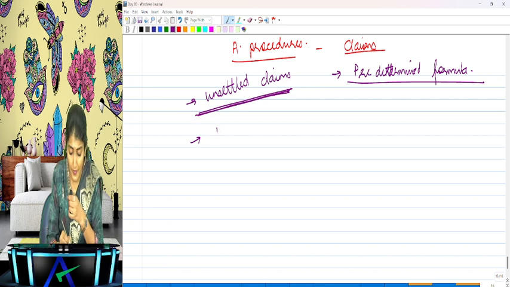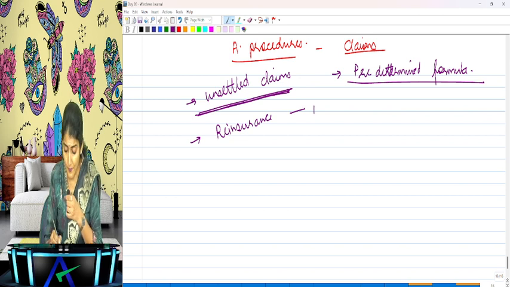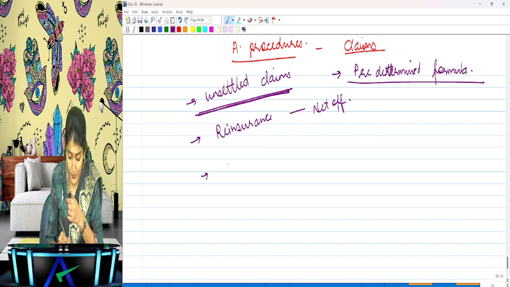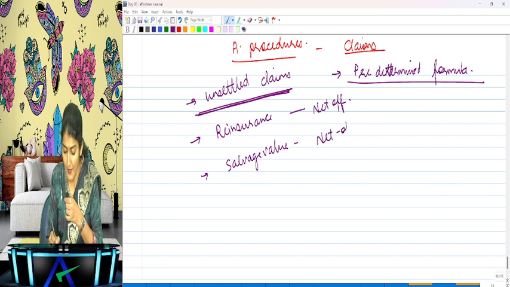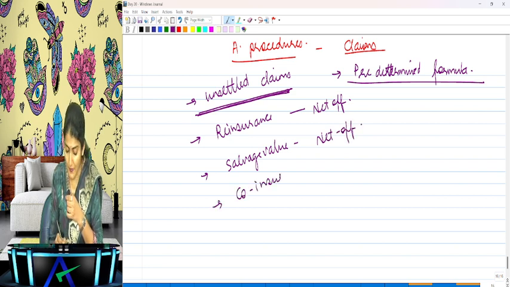Then you need to again write over here the points regarding the reinsurance. Claim has been recognized, claim provision has been made net of any reinsurance. Then also claim provision has been done net of any salvage value. Then it says in case of co-insurance, the provision has been made only to the extent of the own share.